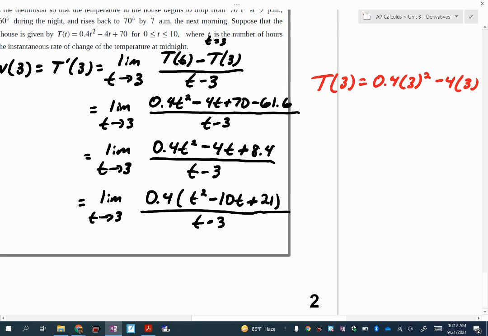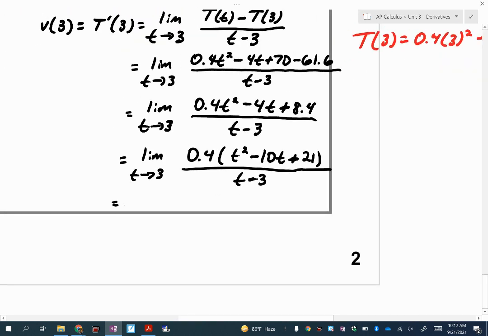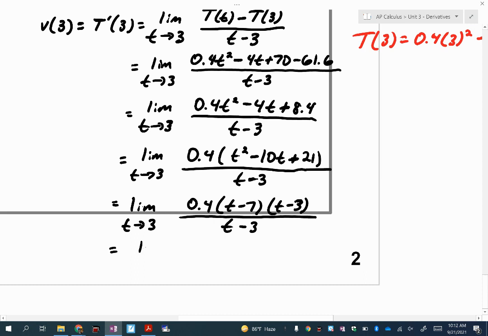And now this is one of those factoring problems that you did probably in 9th grade. So you have 0.4 times t, and you need factors of 21 that add to negative 10: t minus 7 and t minus 3. And you'll see that now we can cross out what's in the bottom. So we have the limit as t approaches 3, and this is equal to T prime of 3, which is equal to the instantaneous rate of change at 3 hours past 9 p.m., so at midnight, is equal to 0.4 times t minus 7.